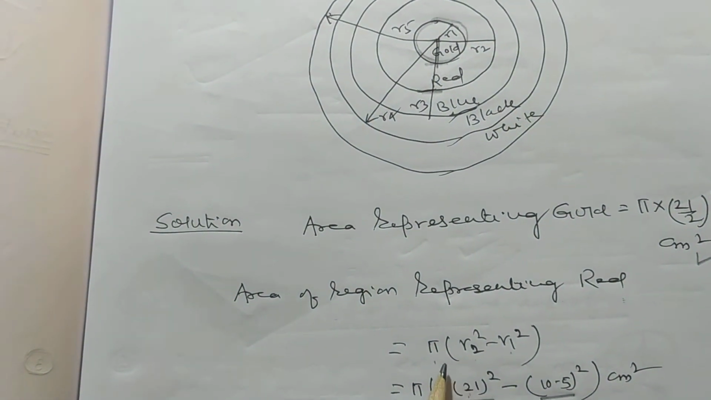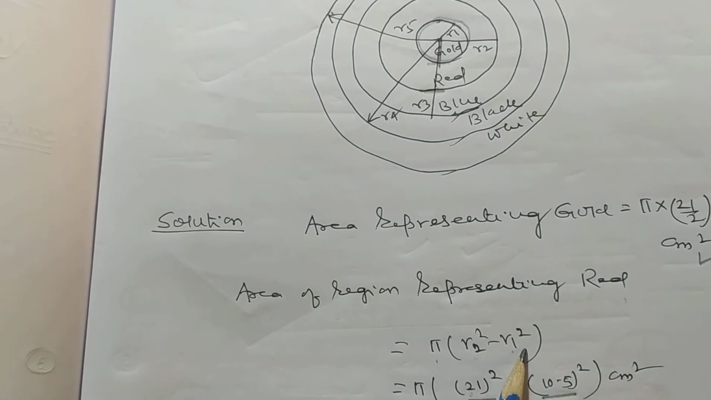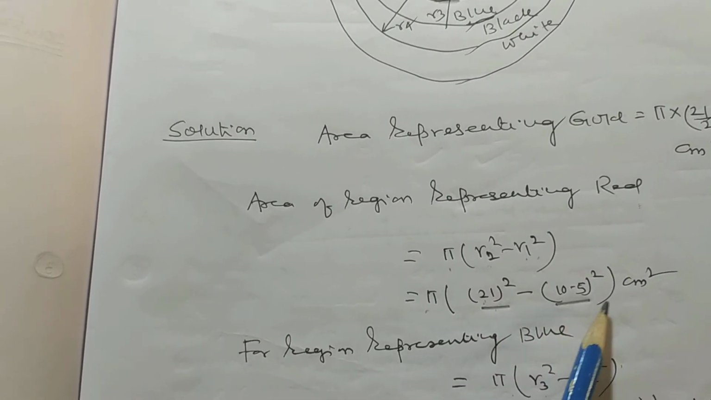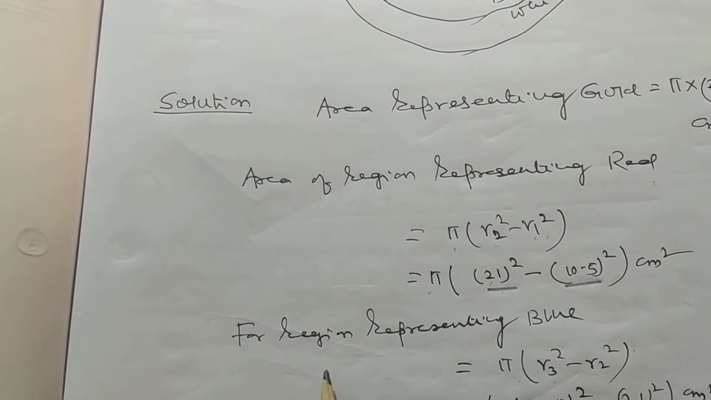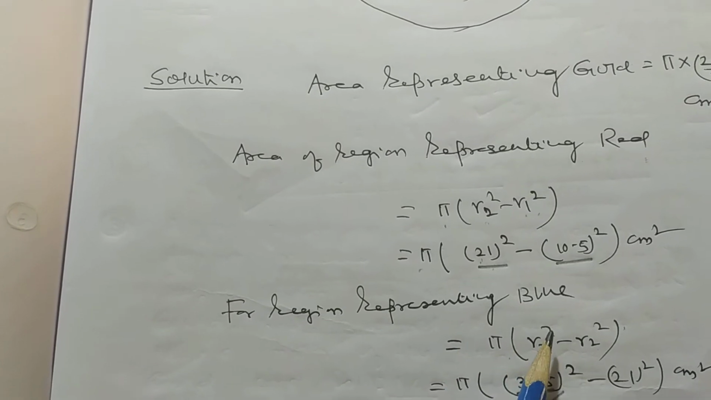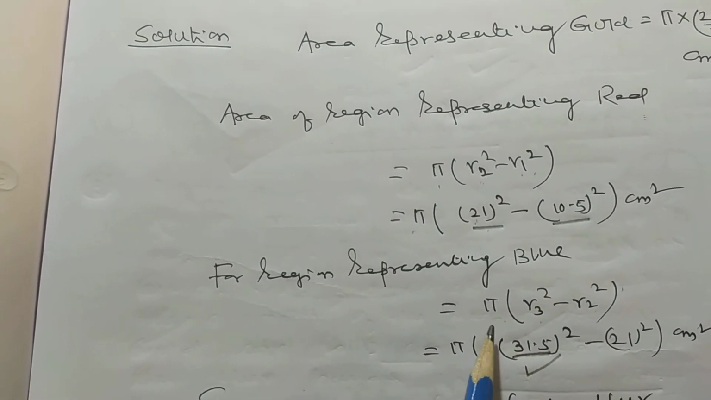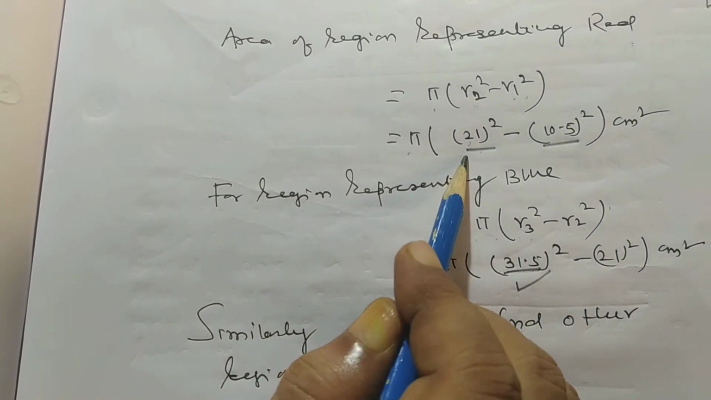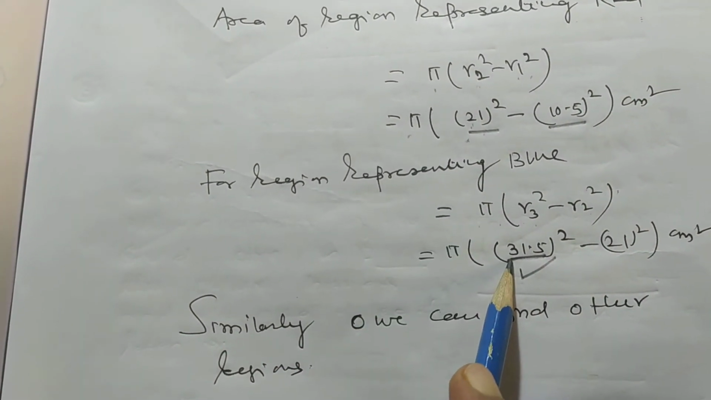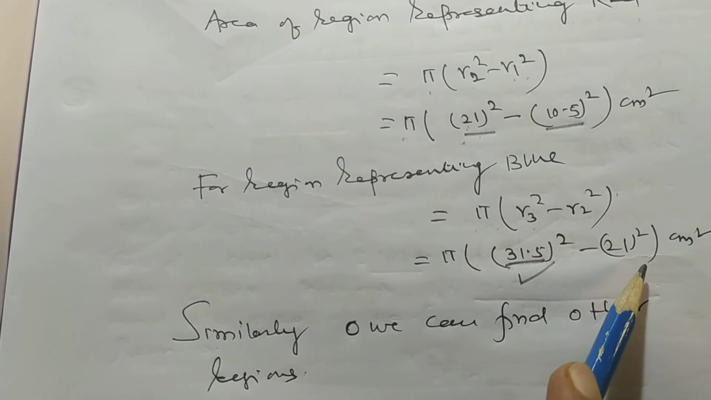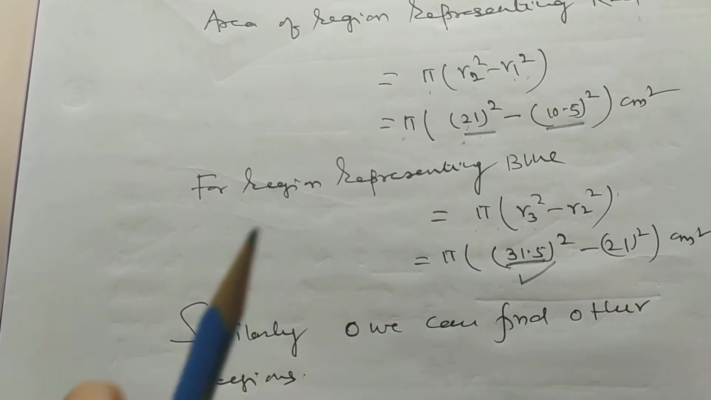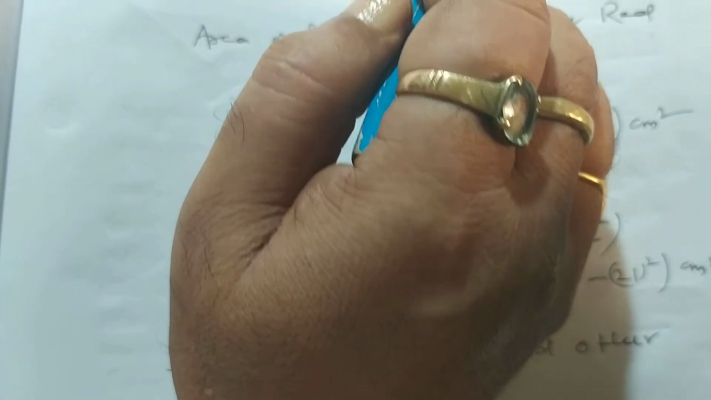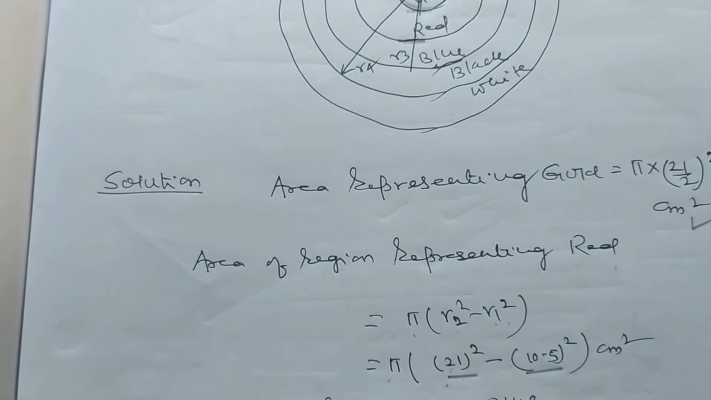So it will be pi r2 square minus r1 square. That is pi into 21 square minus 10.5 square centimeter. For region representing blue, it will be pi r3 square minus r2 square, and we add 10.5 in 21, so it will be 31.5 square minus 21 square. In this way, you also find the area of black, white and adding you get the answer.